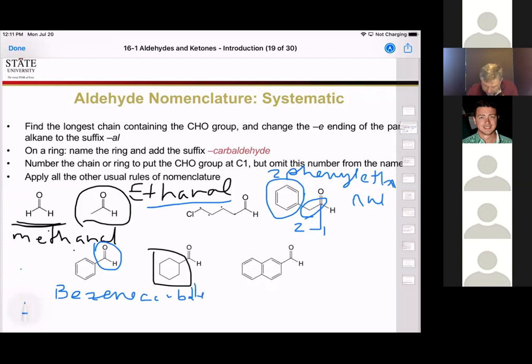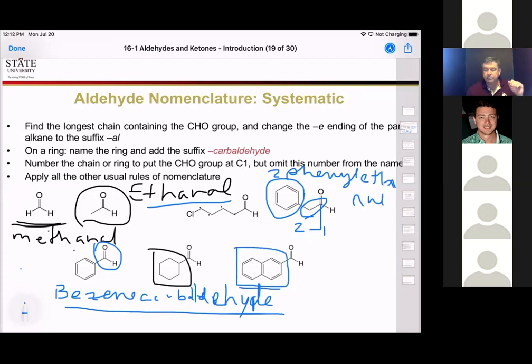D, that's an L, D, H, L, E, H, Y, D, E. Benzene carbaldehyde, all one word, no space, no dash. Okay? So, now in the case of multi-ring systems like this, this subset is called a naphthalene ring. So this would be just naphthalene carbaldehyde.